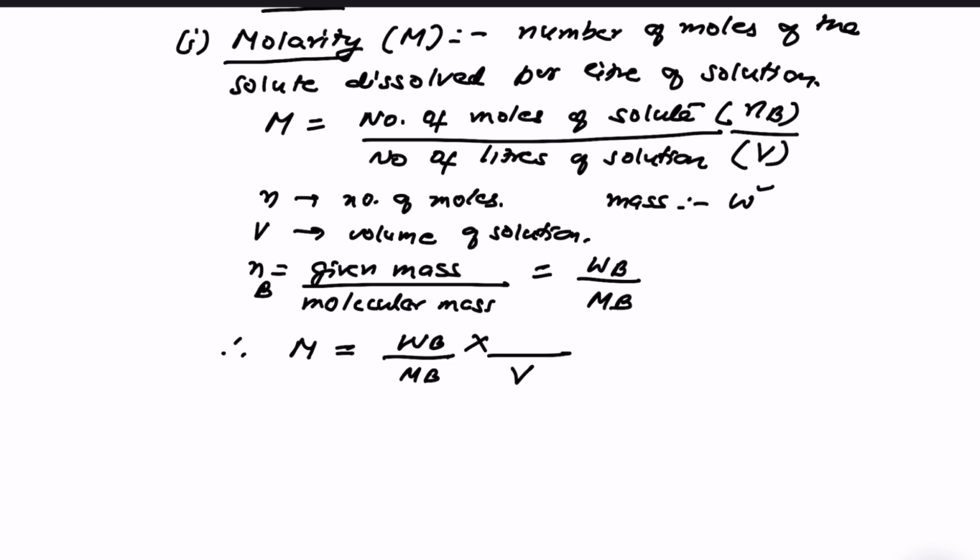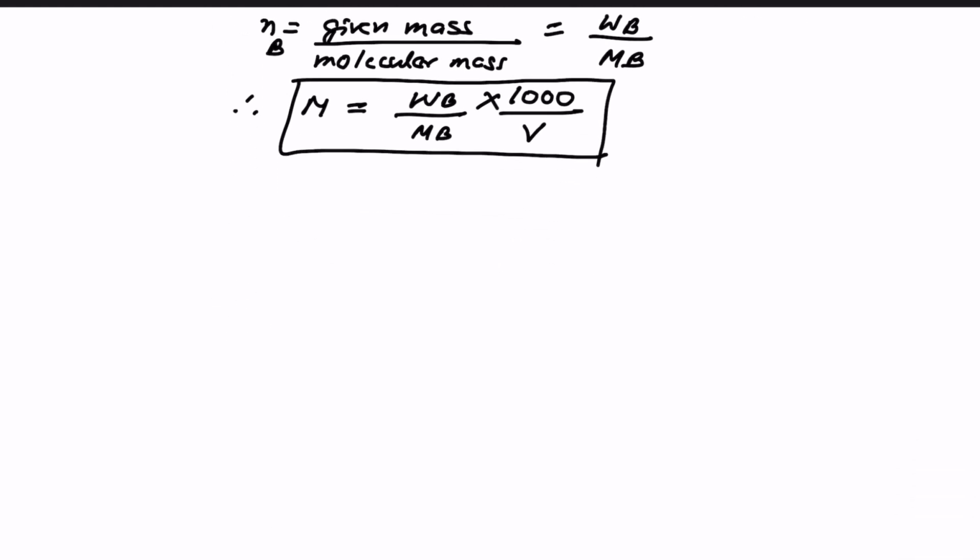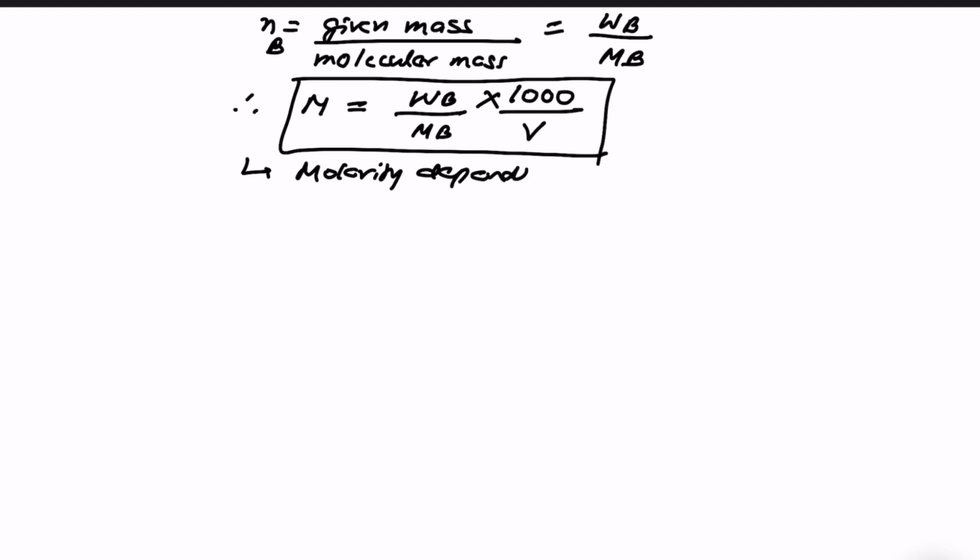In case the volume is given to us in milliliters and we have to convert it into liters, we will have to divide it by 1000. So the formula for molarity will become WB upon MB into 1000 by V. Always remember, since molarity contains volume in the denominator, molarity depends on temperature.